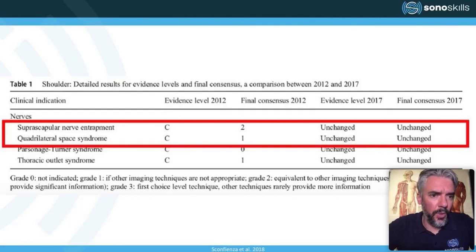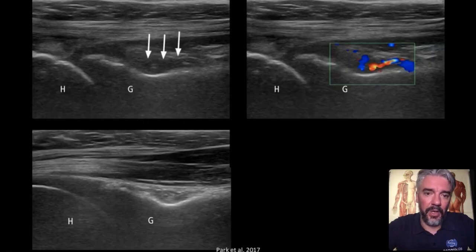Good. So what does the ESSR say about quadrilateral space? Scoring a 1 on 3, so it's not so good. Suprascapular nerve entrapment in the spinoglenoid notch, you can see where the 2 is equivalent to other imaging techniques. And how does that look?